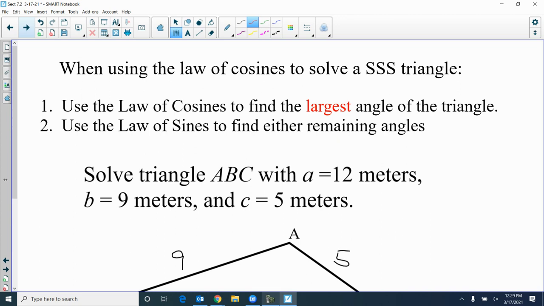Again, so you don't make this type of mistake, there's two things you need to follow. It says when using the law of cosine to solve a side triangle, use the law of cosine to find the largest angle. Because it could be bigger than 90 degrees, and the cosine will give you back an angle bigger than 90 degrees.